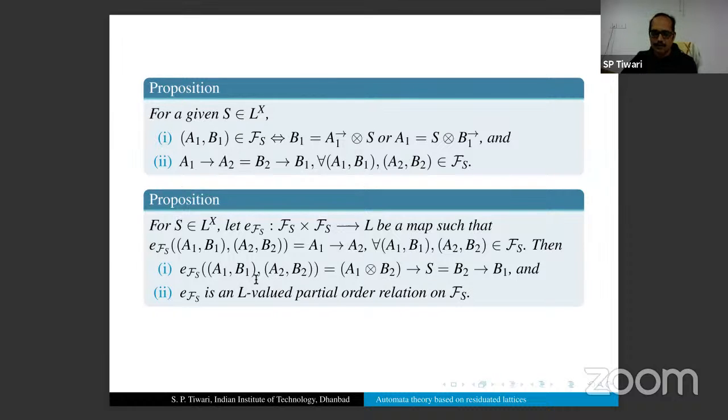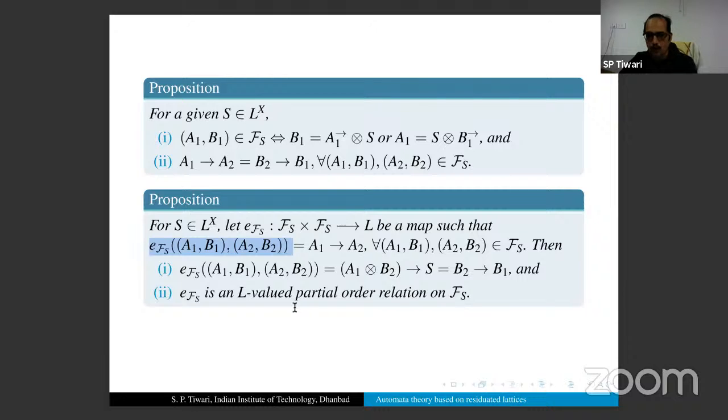We can define a partial order relation if we have two factorizations, and let us define a relation like this one, A1 arrow A2. So this becomes a partial order relation. The meaning is that by using residuated lattices and the concepts available with residuated lattices, we can define some new operations and we can develop some new theories.